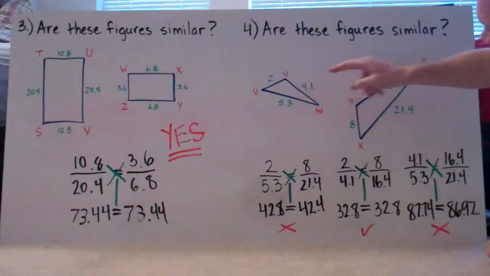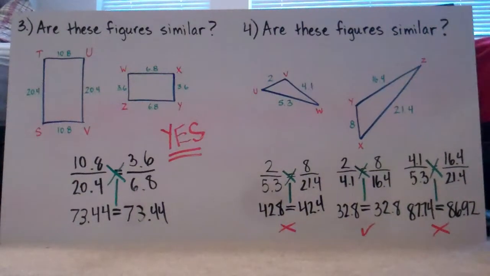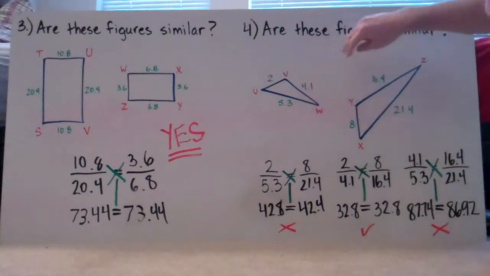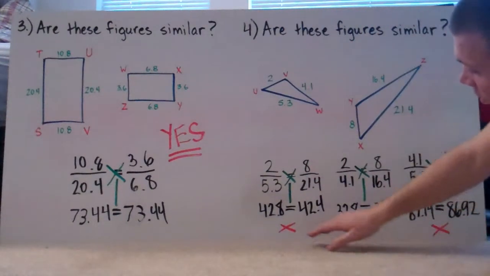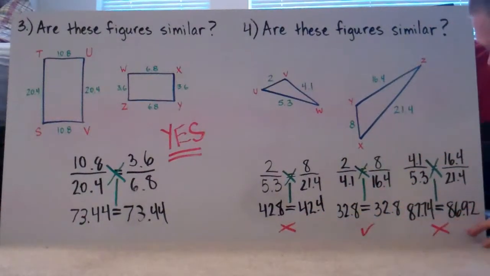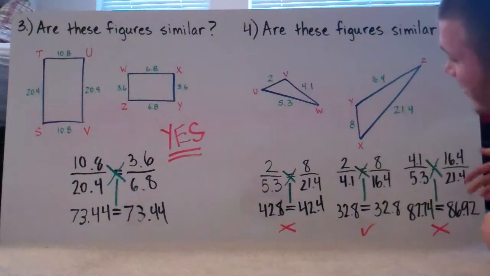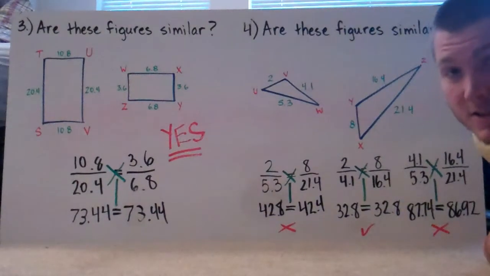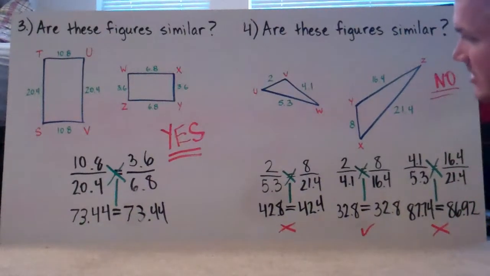So, class, in order for two triangles to be considered similar, when you set up all the side lengths equal to the corresponding side length and you cross multiply, they should all equal the same thing. These aren't equal, these are, but these aren't equal. If all the side lengths are not proportional, then the two figures are not similar. So in this case, you should have gotten no for your answer. Not similar.